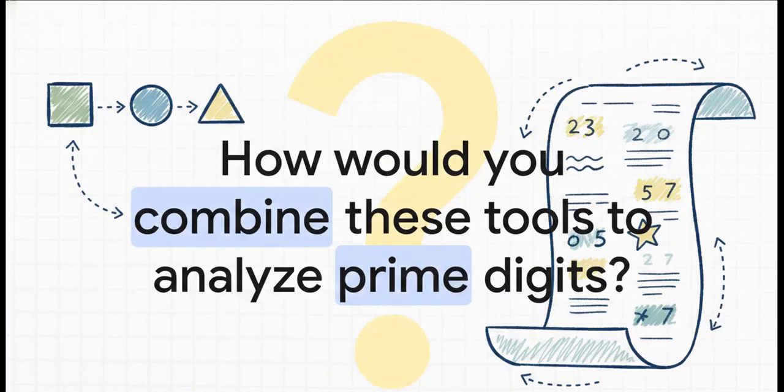So, I'll leave you with a final challenge. We've built 3 powerful little tools today. How could you chain them together? How would you combine these ideas to solve a bigger problem, like analyzing the frequency of only the prime digits, so 2, 3, 5, and 7, inside a massive text file? You have all the building blocks now. It's up to you to put them together.